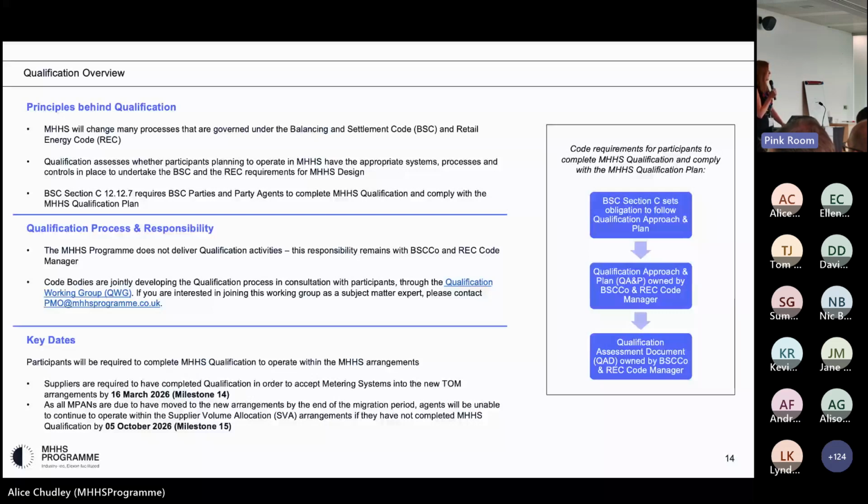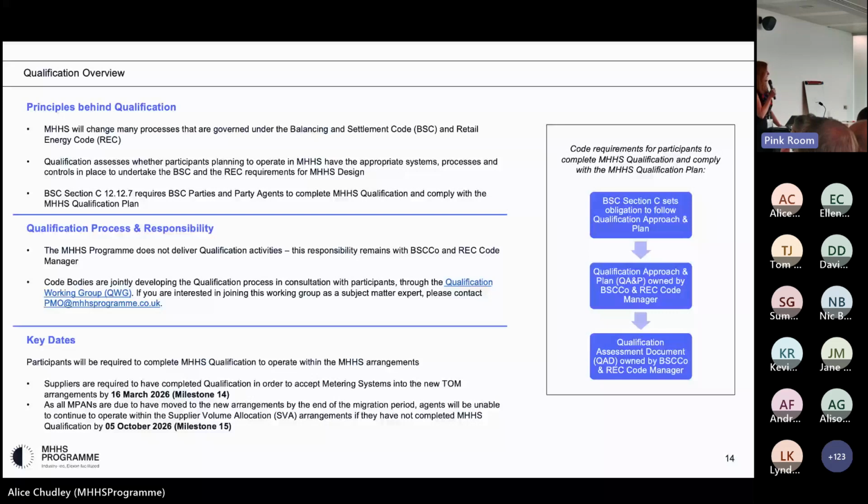From that, it points to a qualification plan, which is going to set out the lower level detail. That's what we've been working on up to date with the qualification working group. Beneath that, we're going to have another document, which is called the Qualification Assessment Document. That document is going to set out the detailed requirements that participants will have to work through. So if you like, the one-to-one requirement scripts, testing requirements alongside the additional material. As I mentioned, the responsibility is on code bodies, both BSC and REC, and we're working together on that. But we've been developing it through programme governance.